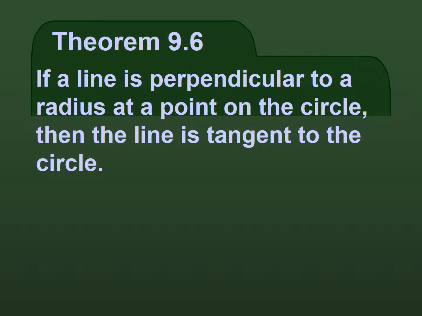On the circle, then that line has to be tangent. So that's the opposite of that other theorem that we had talked about, theorem 9.4. And here is a line that is perpendicular to the radius. So if your line is perpendicular to the radius, then it has to be a tangent line at a point of tangency.